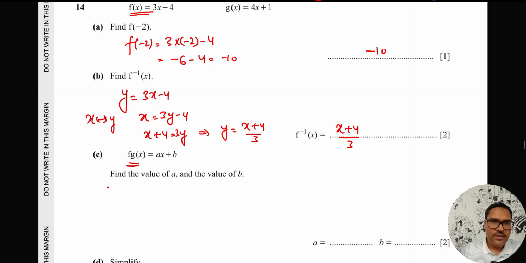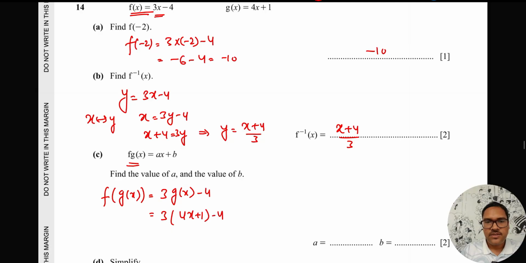So if you have f of g of x, let's write f of g of x. That means in the f(x) function, I will put the g(x) function. So this is 3 g(x) minus 4. You can see this is f(x). In x, we will replace g(x). Now what is g(x)? g(x) is 4x plus 1. This is 3 times (4x plus 1) minus 4.